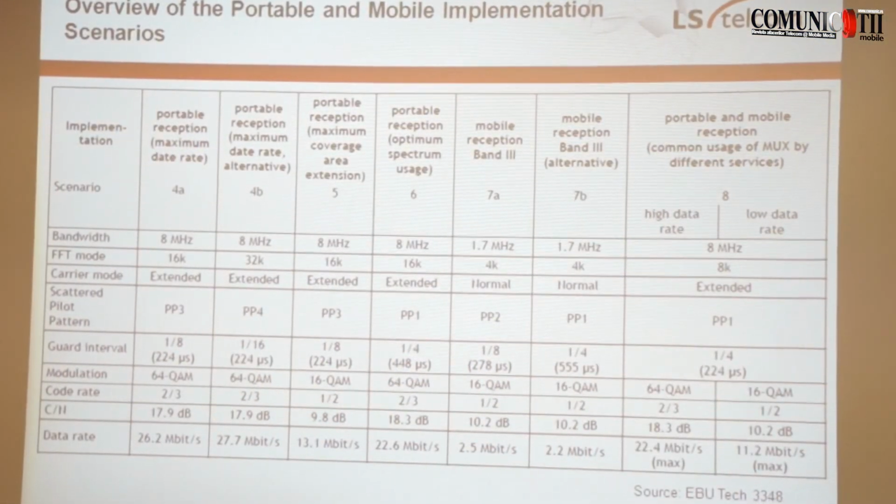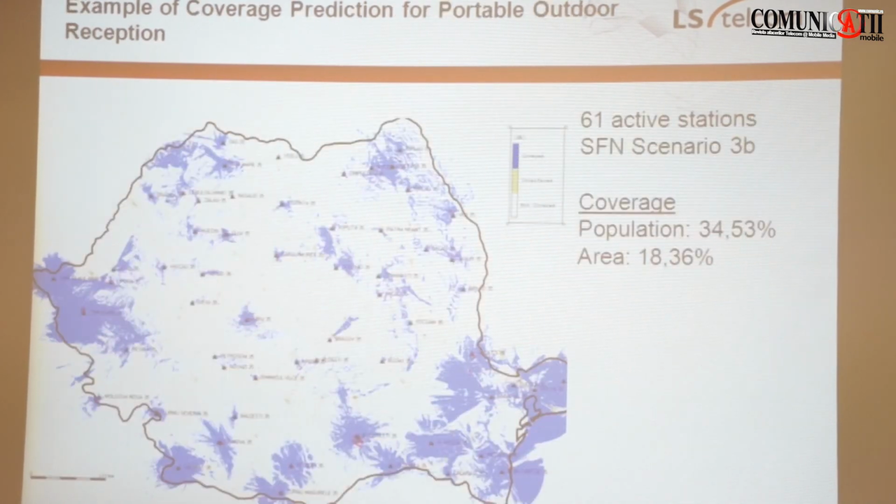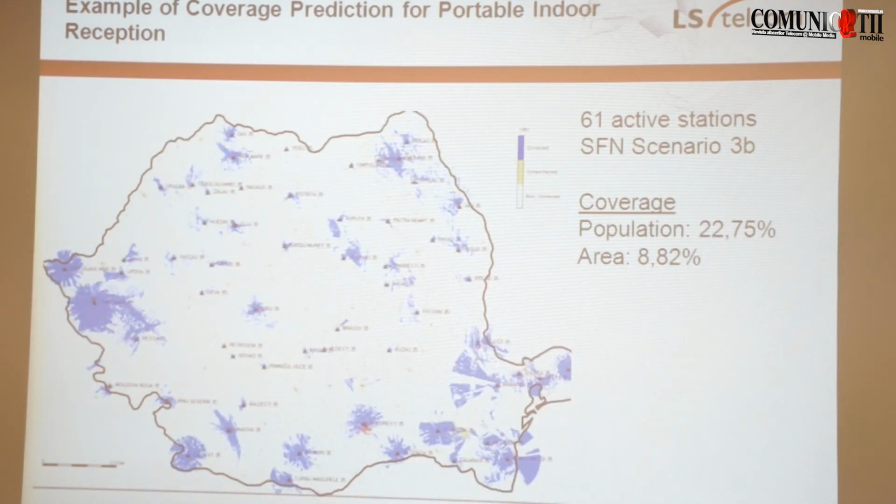They require some other modulation schemes, like 64 QAM. I did this with the same active stations for the SFN scenario 3B, but for 256 QAM, and you cannot compare fixed and portable here. The coverage population is just 34 for outdoor and 22 for the indoor.